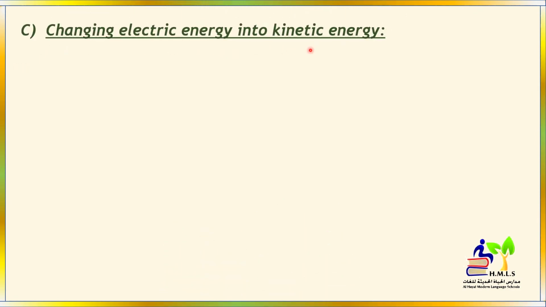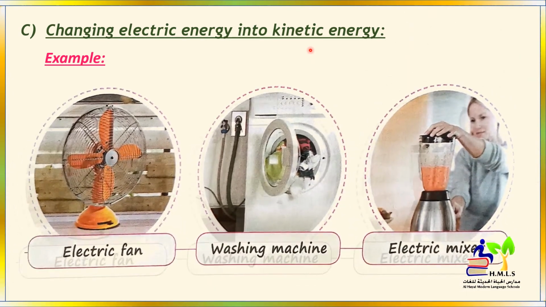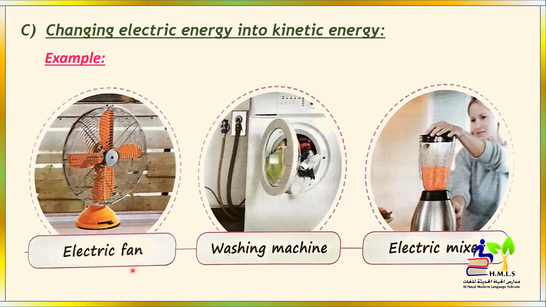C. Changing electric energy into kinetic energy. Example. Number 1, electric fan. When we connect the electric fan to a source of electricity, the electric current will move in the wire, reaching the motor of the fan. These 4 parts are connected to the motor of the fan. When the electric current passes in the wire, reaching the motor of the fan, these 4 parts will rotate.